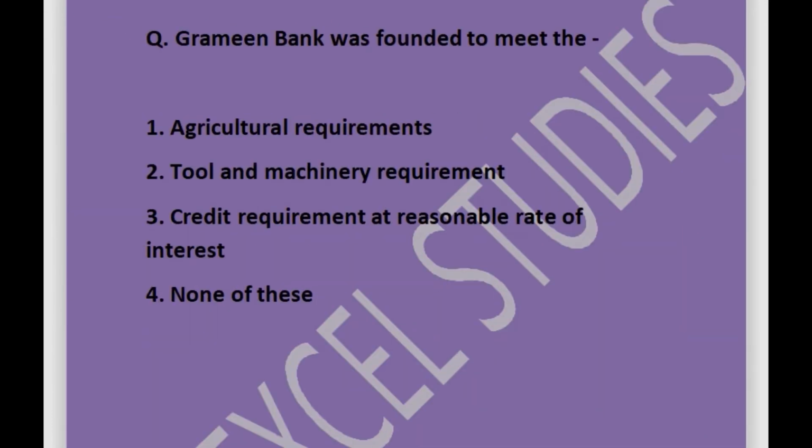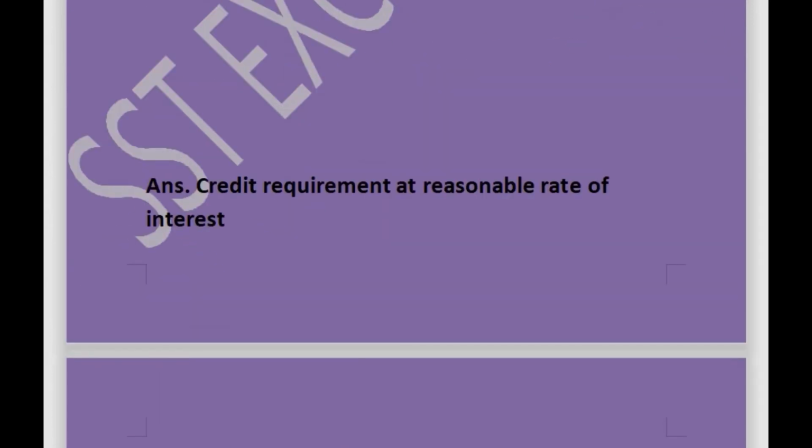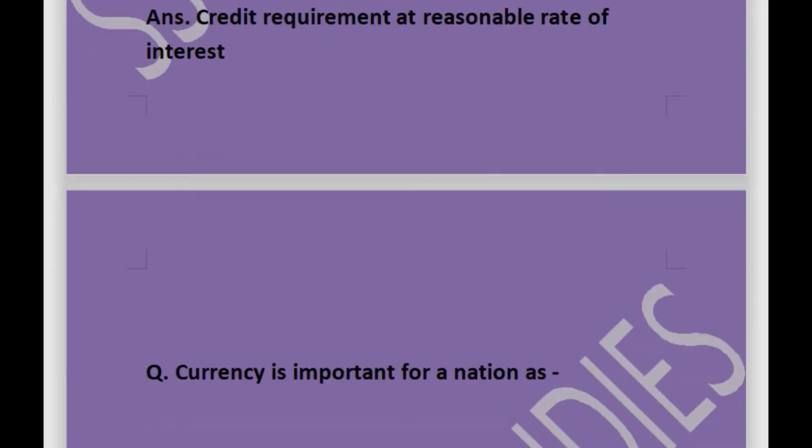Answer is Professor Muhammad Yunus. Next question is, Grameen Bank was founded to meet. Options are agricultural requirement, or tool and machinery requirement, or credit requirement at reasonable rate of interest, or none of these. Answer is credit requirements at the reasonable rate of interest.